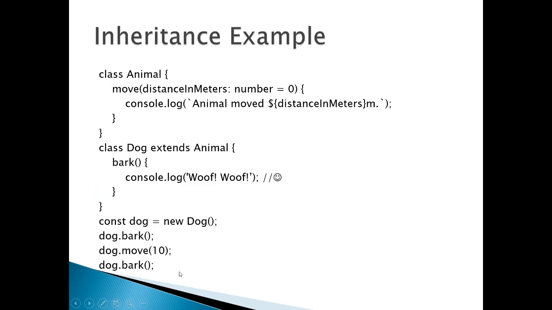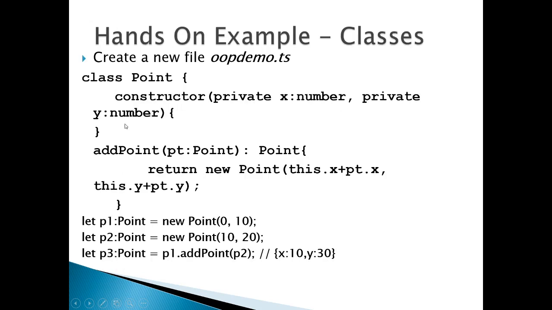Here we will see an Animal class which has a method move, and we have a child class Dog which extends Animal, and it has one method. So if we create a Dog object, we can call the move method of its parent class. So this is the way inheritance works.